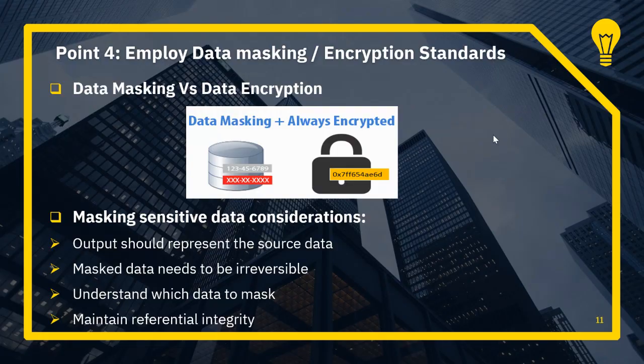Data masking hides data elements and replaces them with similar looking fake data, whereas data encryption involves transforming data into scrambled ciphertext with algorithms. It is necessary to employ these data masking and encryption standards in order to make your data truly secure and at the data level.